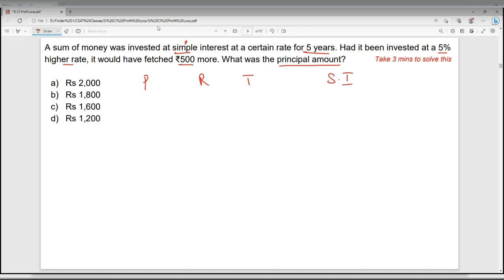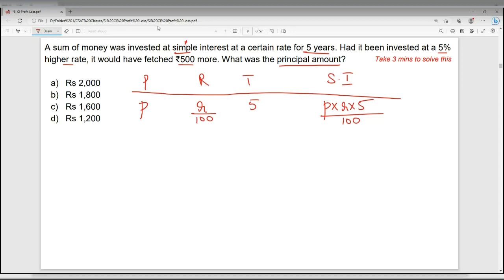And they are saying that let's take that amount as P itself. Rate we don't know, let it be R. Time is 5 years, and the simple interest is P into R into 5, divided by 100.